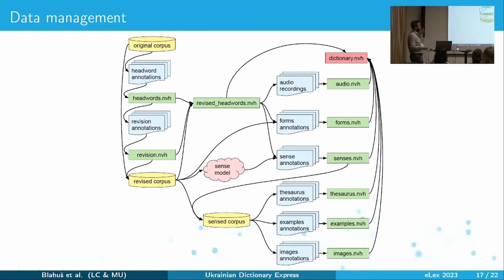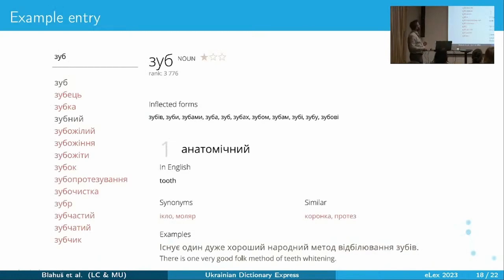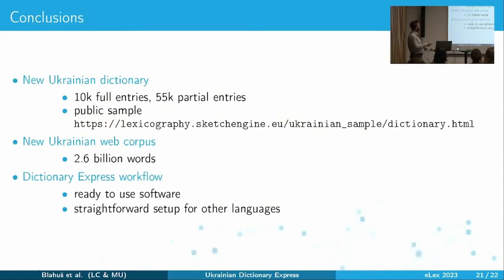And unlike the previous work, we now have this process implemented in the form of software that can be set up quite easily and can be run. Here is some example, but I'm running out of time, and there is a demo, so you can check yourself. This is the example entry for Zoop, which has 7 senses.